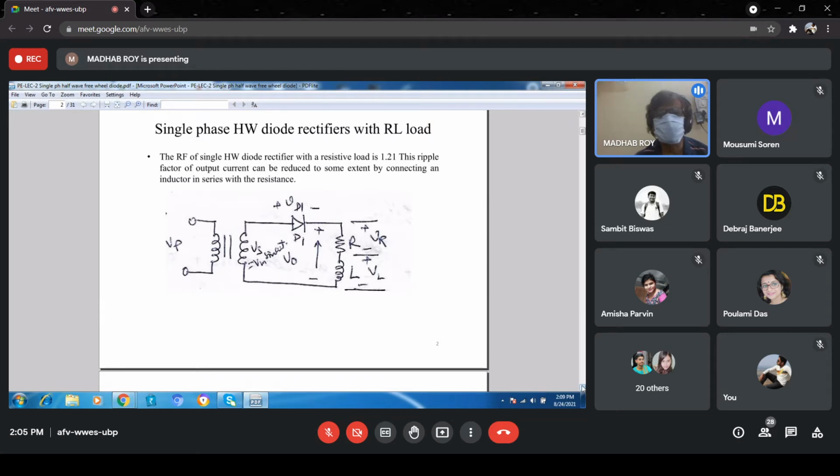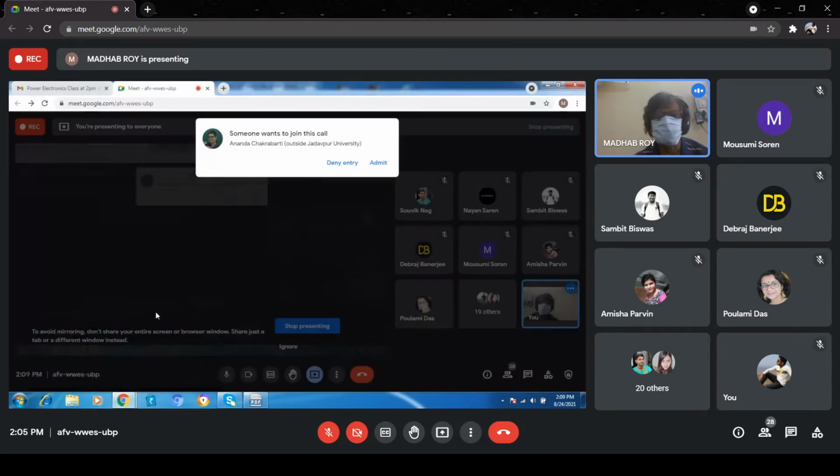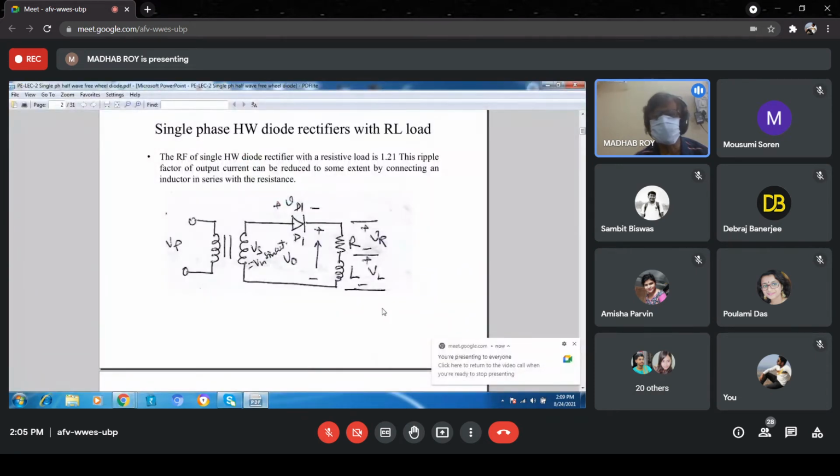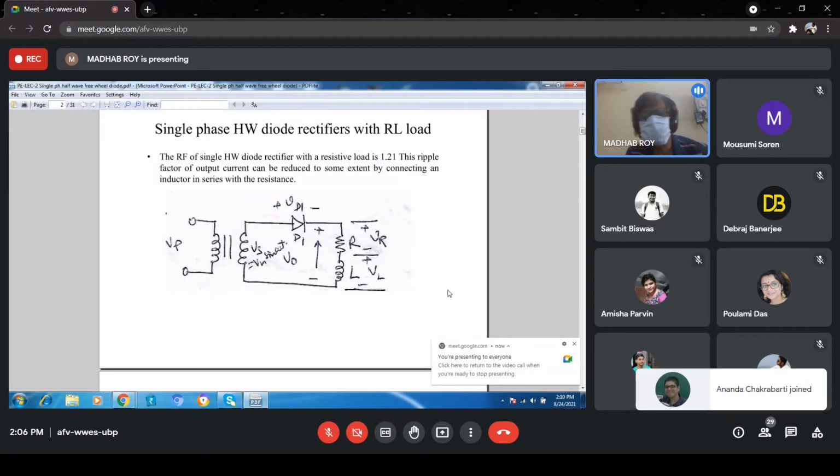So the ripple factor was high in the case of the resistive load. Ripple factor means the pulsation. Ripple factor means the pulsation of the current through the load.